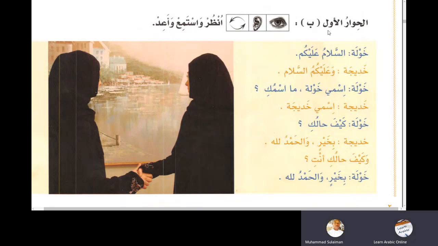الحوار الأول. انظر واسمع واعيد واستمع واعيد. Good.